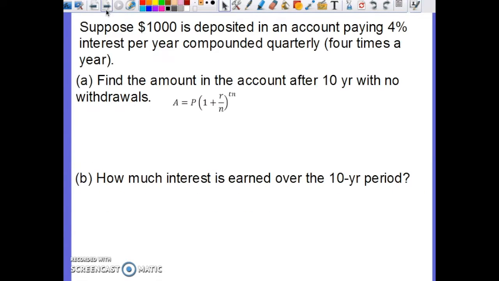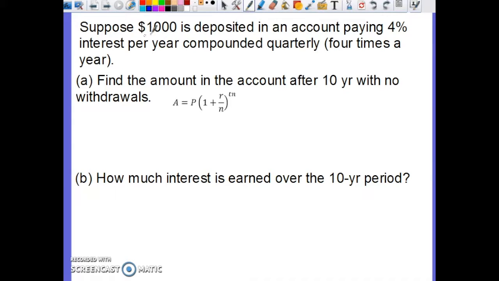So let's get to it. Again, with any and all examples, I highly suggest you pause it and attempt to do it for yourself if you can. So with this example here, you have $1,000 deposited into an account paying 4% interest and it's compounded quarterly. So we want to find the amount in the account after 10 years with no withdrawals, meaning the money is just sitting there and it's getting more money.